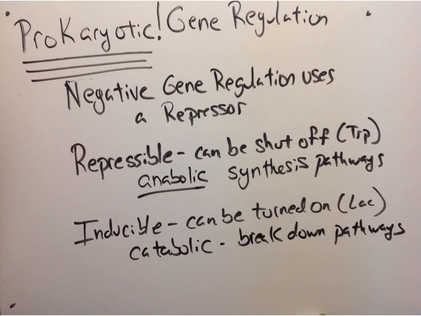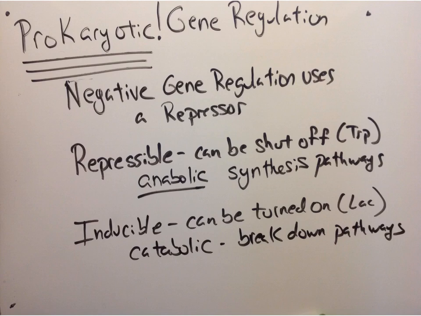Both the trp operon and the lac operon are examples of negative gene regulation because they use a repressor. But the trp operon is a repressible operon. It's normally on, but it can be shut off by the presence of the co-repressor. Repressible operons are often involved in anabolic pathways that are used to build something up, and then when there's an abundance of it, that end product is the co-repressor that shuts the system down.